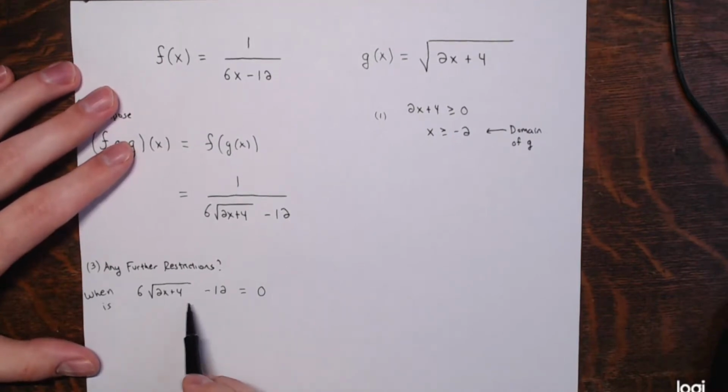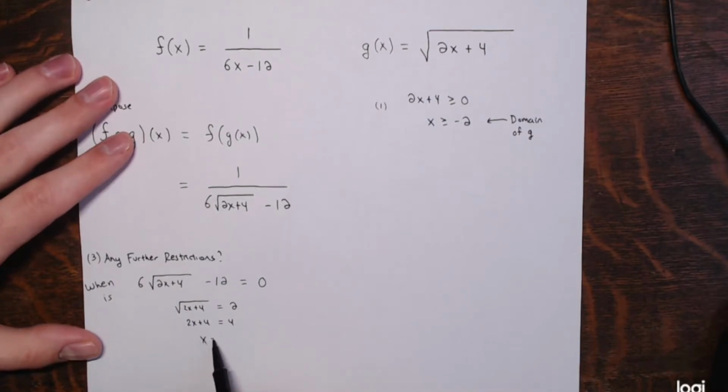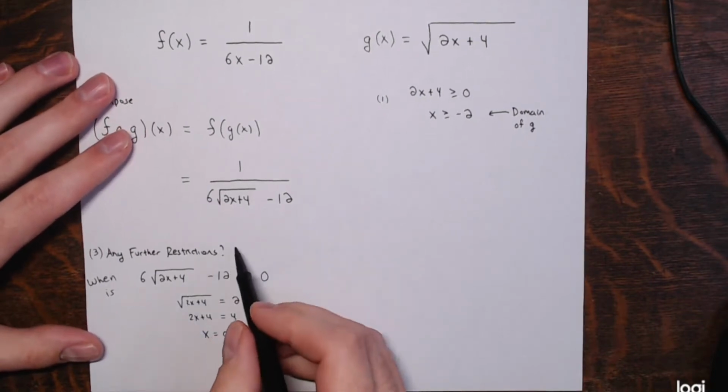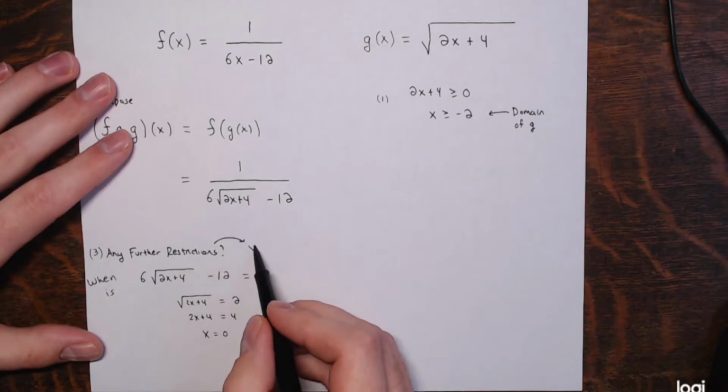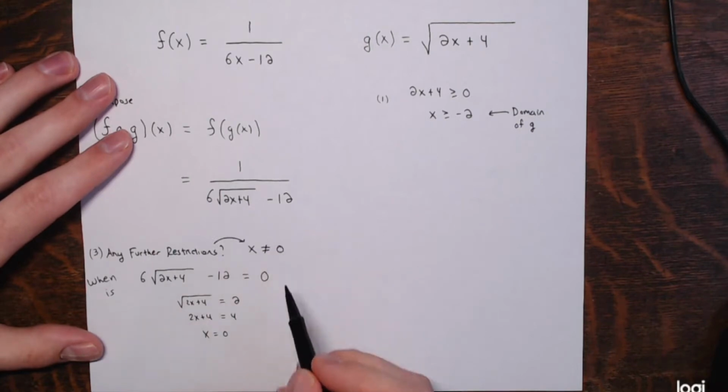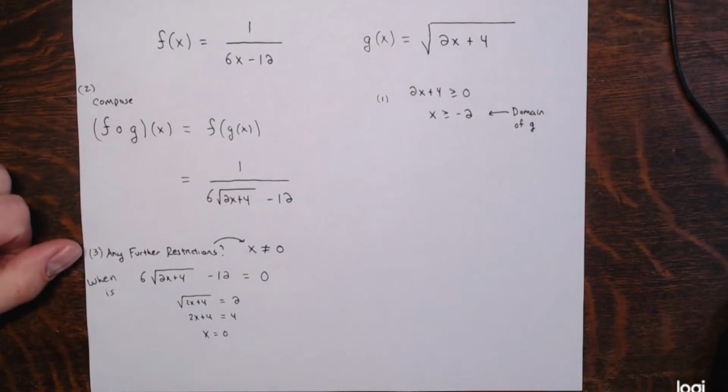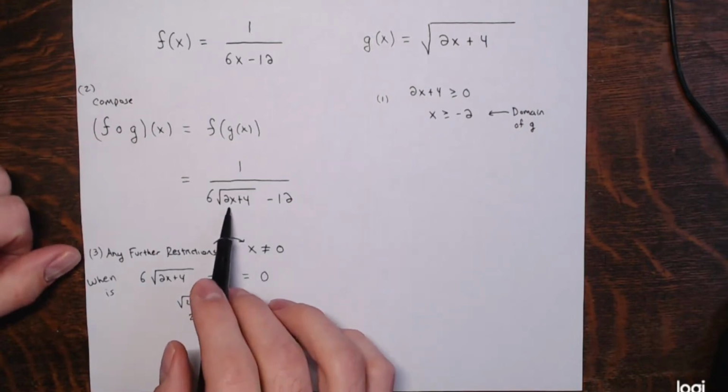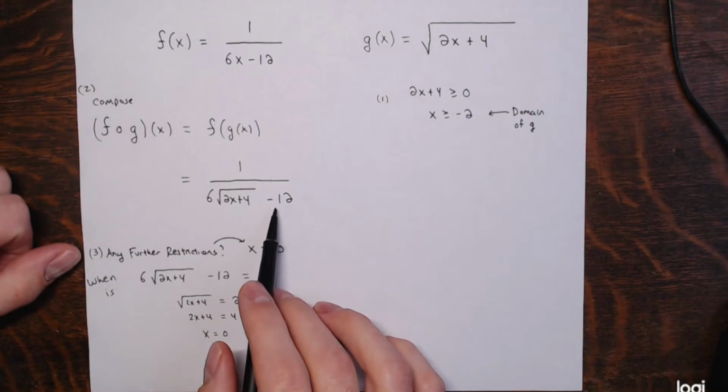Now, this is a radical equation. You would add 12, divide by 6, you have the square root of 2x plus 4 would be equal to 2. Square both sides, 2x plus 4 equals 4. Subtract 4, divide by 2. x must be 0 here. So there's a further restriction: x can't be 0, because if I replaced x with 0, this denominator would be 0 in the composite function.